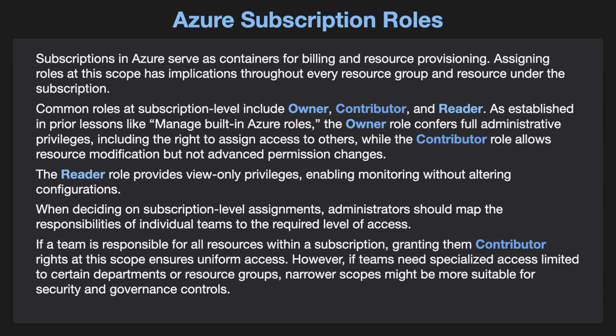When deciding on subscription-level assignments, administrators should map the responsibilities of individual teams to the required level of access. If a team is responsible for all resources within a subscription, granting them contributor rights at this scope ensures uniform access. However, if teams need specialized access limited to certain departments or resource groups, narrower scopes might be more suitable for security and governance controls.